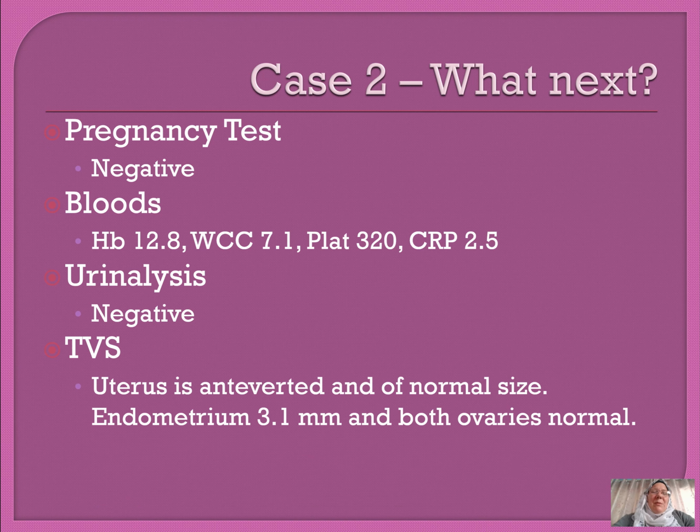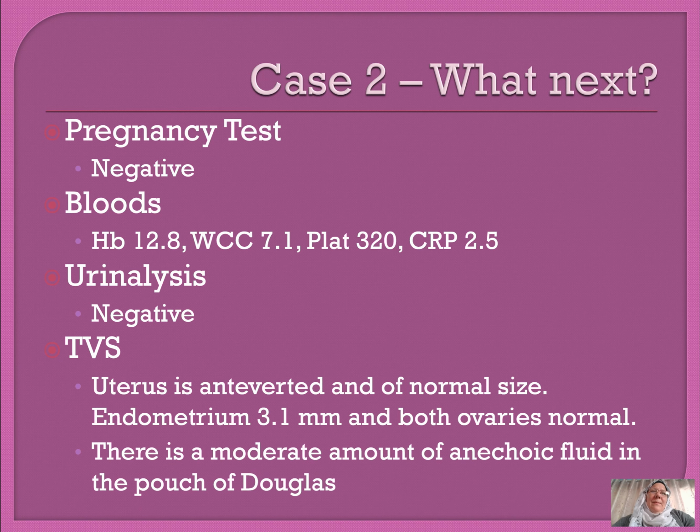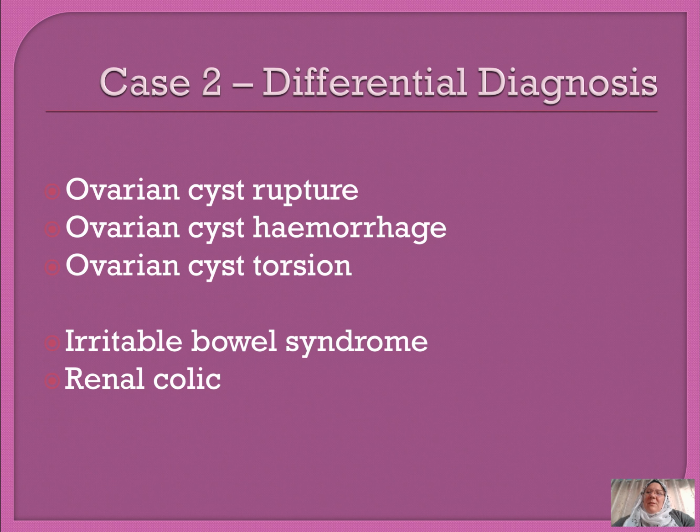This shows a uterus which is anteverted and of normal size, a thin endometrium, and both ovaries are normal. However, there's a moderate amount of anechoic fluid in the pouch of Douglas. This makes you think of several possible reasons. Anechoic fluid can be there after menstruation sometimes.